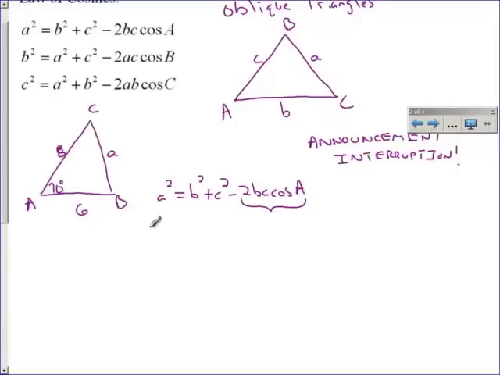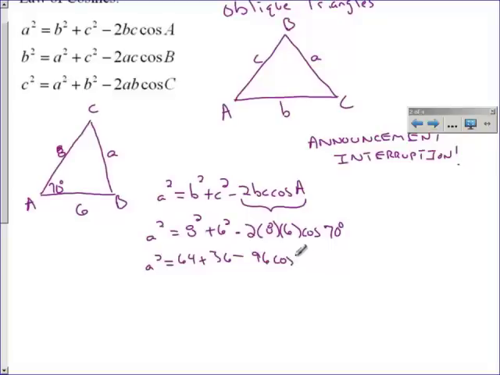So let's answer this. a squared is b squared, b is 8, plus 6 squared minus 2 times b times c times the cosine of angle A. Let's go through here and answer some things. 8 squared, of course, is 64. 6 squared is 36. 2 times 8 is 16. 16 times 6 is 96, times the cosine of 70 degrees.